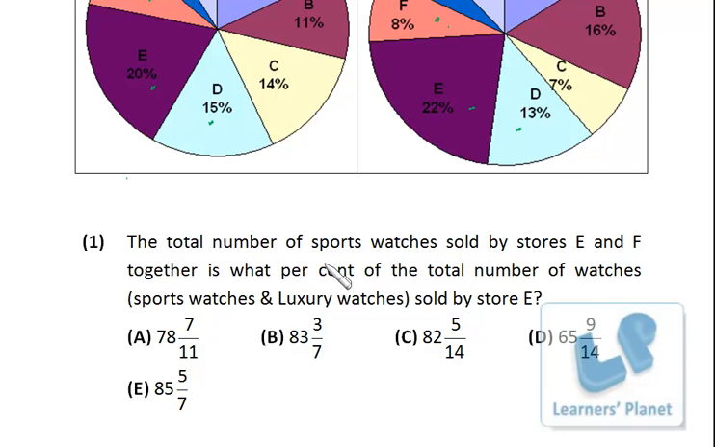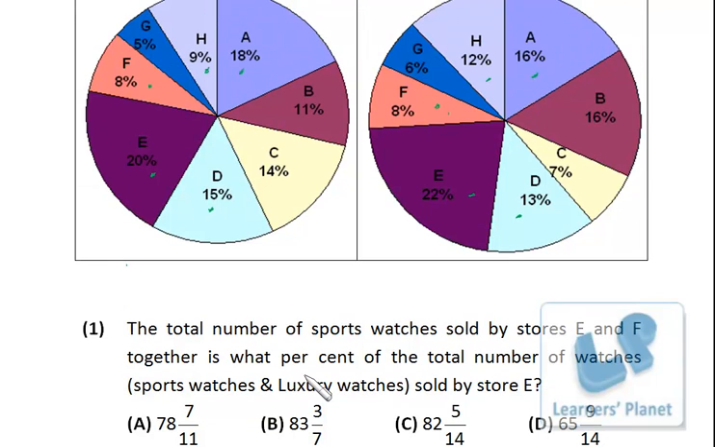Now, the total number of sports watches sold by stores E and F together is what percent of the total number of watches, sports plus luxury, sold by store E? That's pretty simple. Total number of sports watches by E and F: E is 22 and F is 8, so that is 30% of 32. That is in the numerator. And the total number of watches sold by store E is 20% of 52.